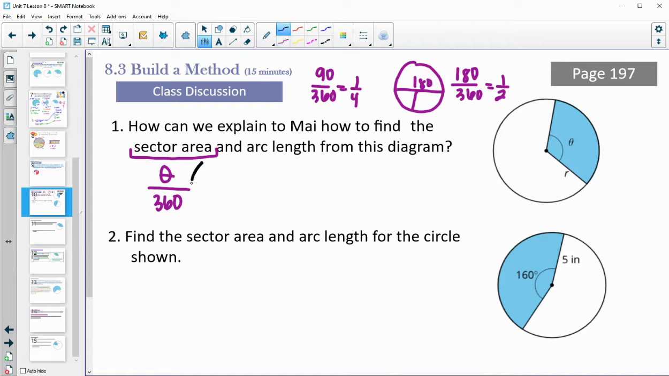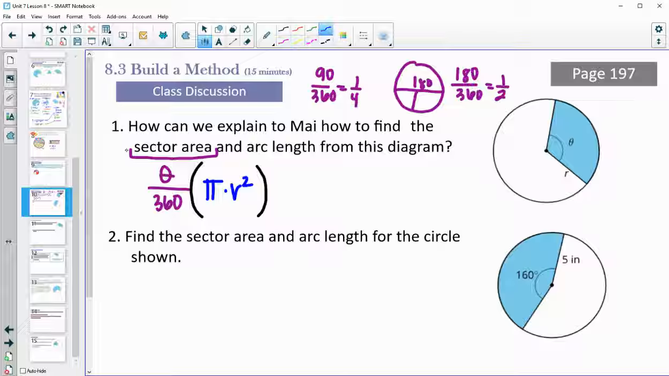And then if we're trying to find sector area, we have part of the total area of the circle. So how do we find area of the circle, or the total area is pi times the radius squared. So we're looking for the fraction of the circle we have. So how many degrees out of 360 do we have times the total area?